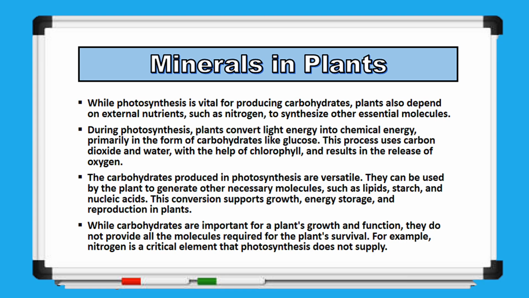For example, nitrogen is a mineral that plants must get from the soil. It's essential for making amino acids, which are the building blocks of proteins, something photosynthesis doesn't provide. Therefore, while photosynthesis covers the sugar and energy part, minerals play a different but equally important role. They act like the building blocks and helpers behind the scenes, making sure the plant can grow properly, repair itself, and carry out vital processes that keep it alive and thriving.